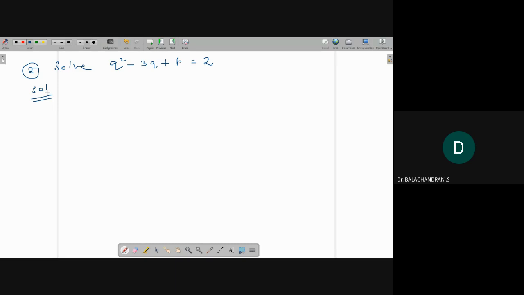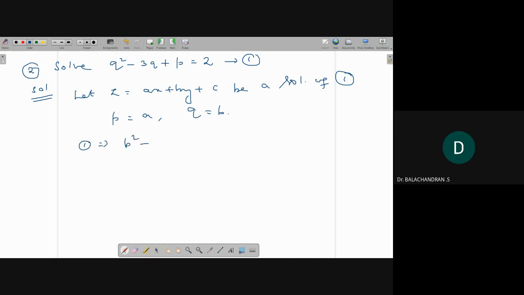Okay, hereafter I will write directly because I don't write each step now. So complete solution, first you can start like this. Let z equal to ax plus by plus c be a solution of equation 1. So from this we have p equal to a and q equal to b. So equation 1 implies b square minus 3b plus a equal to 2.